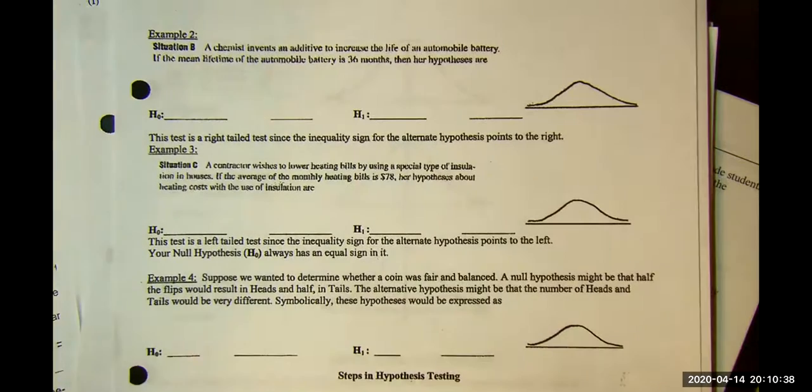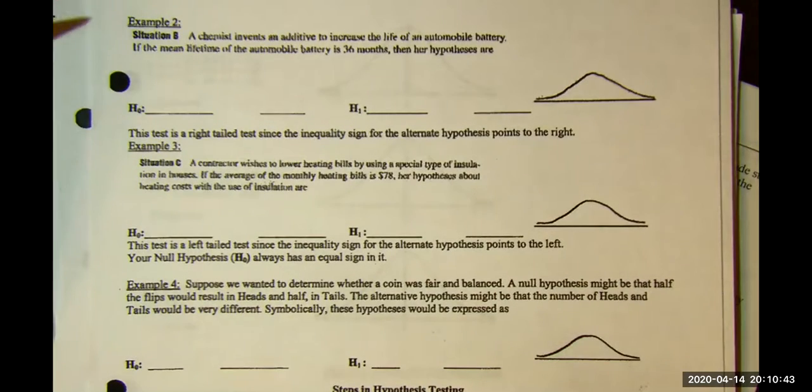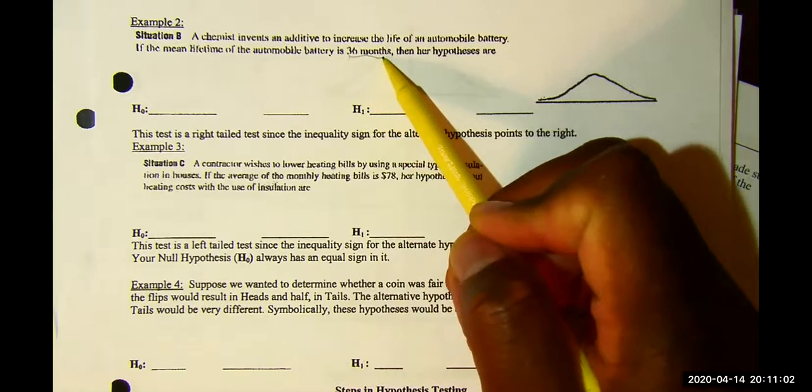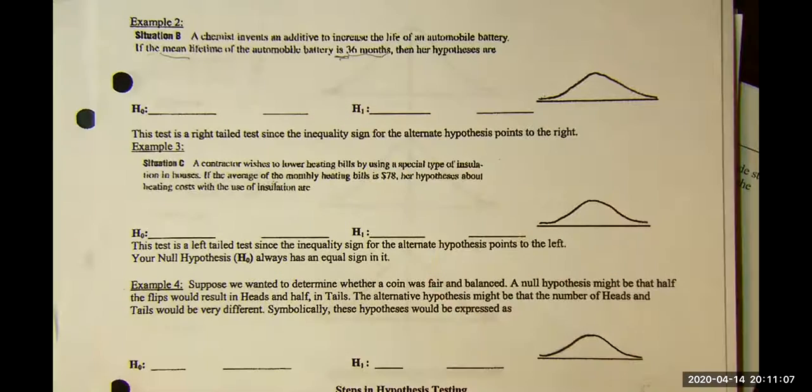Okay, so looking at this example 2, a chemist invents an additive to increase the life of an automobile battery. If the mean lifetime of the automobile battery is 36 months, then her hypotheses are. Again, using our context clues, if the mean is, as based off of video 2, it is or it isn't. So I'm thinking equal to or not equal to.